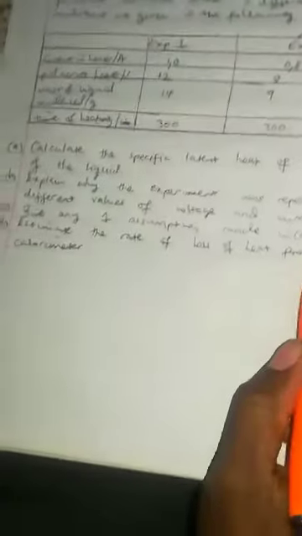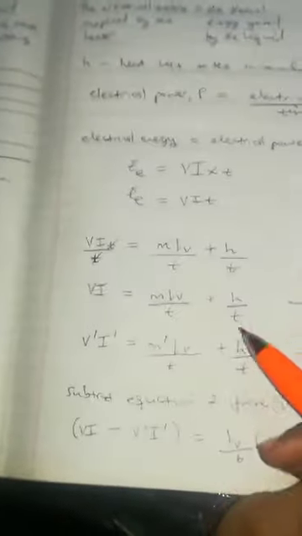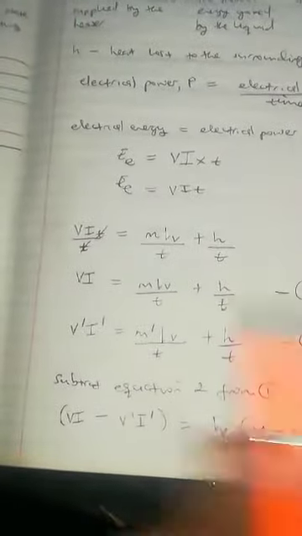Now for part C, give an assumption made in A. So we assumed that the heat loss to the surroundings for both experiment 1 and 2 were the same, and we did not change H. Right. D, estimate the rate of loss of heat from the calorimeter.